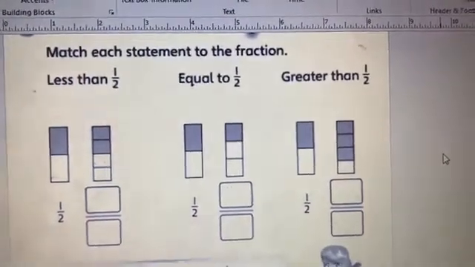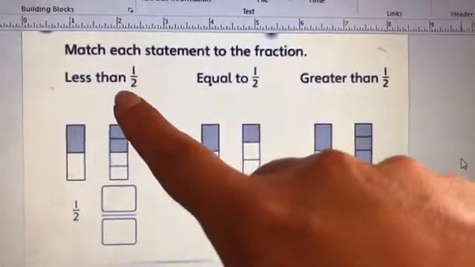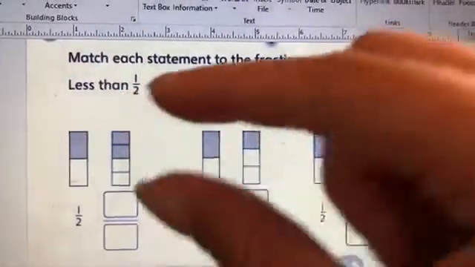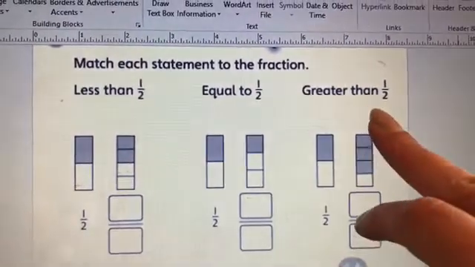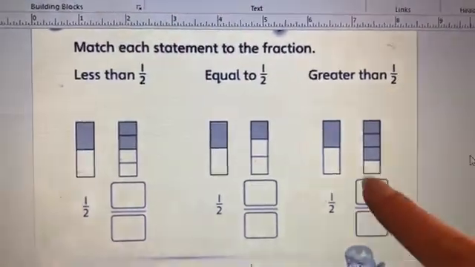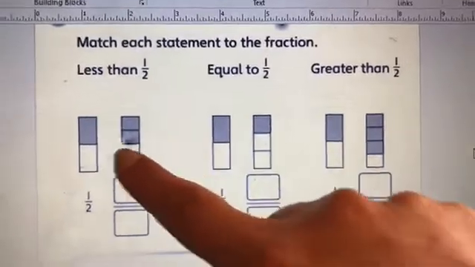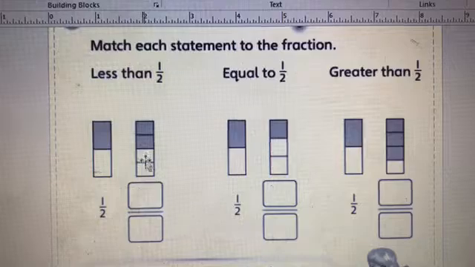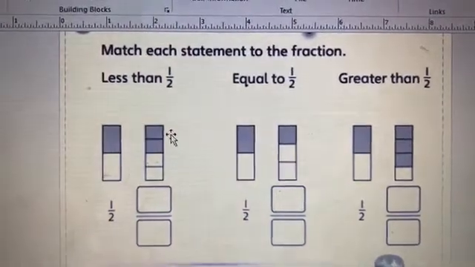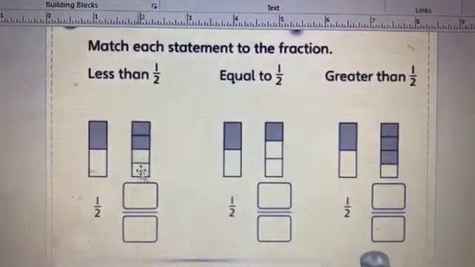Okay, after you have done that, you need to tell me if that is less than a half, so is it smaller, is it equal to a half, the same, or is it greater than a half, bigger than a half? And you can see by comparing them here. Okay, so here it wouldn't be 5 equal parts make my whole, and I have 3 of those equal parts, because here it is divided into 4.